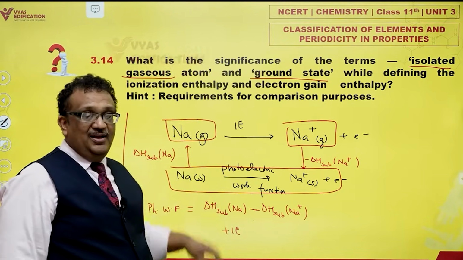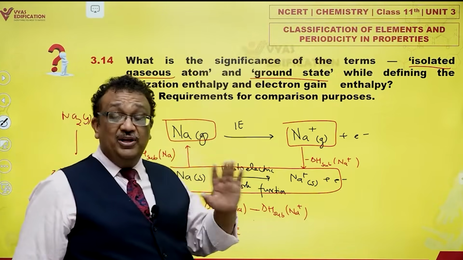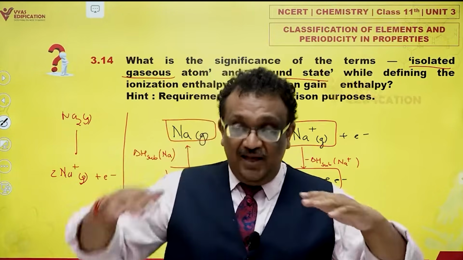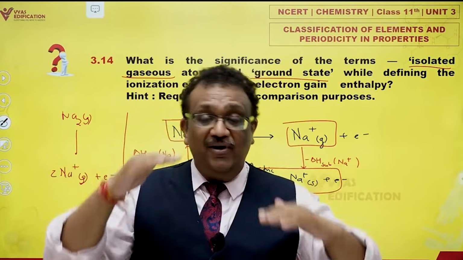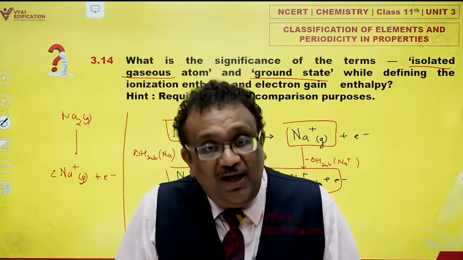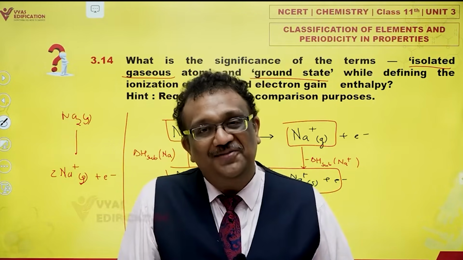and this, my dear, is the very significant portion of the definition of ionization energy. And very similarly, electron gain enthalpy also. Whenever you are measuring any energy change, if you are measuring a change between 2 points, then the 2 points have to be correctly, accurately defined. And for that, isolated, gaseous, ground state are very important terms.